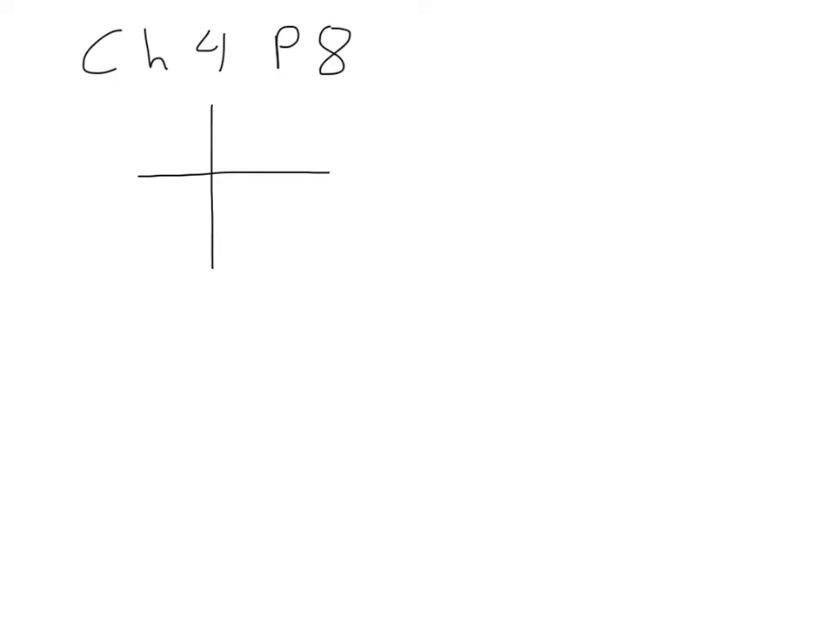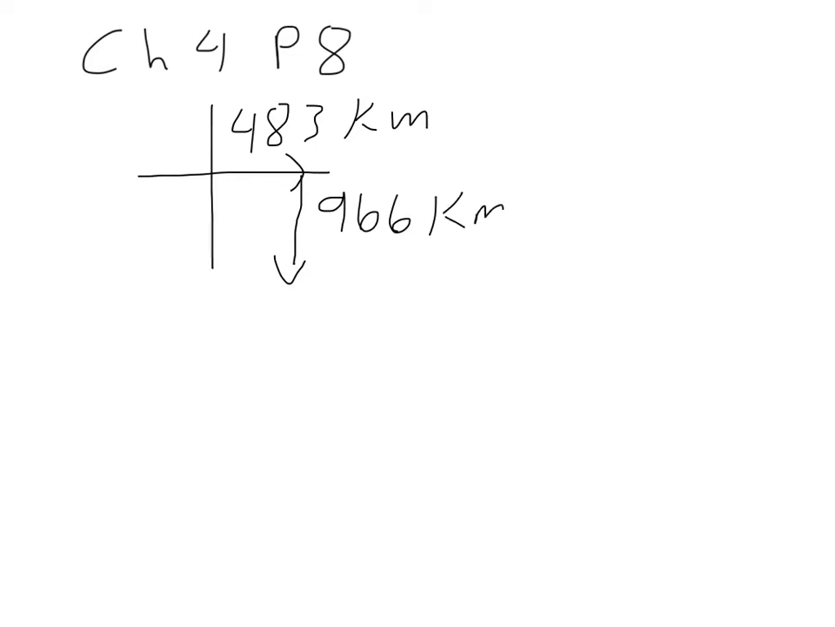So here we have the east trip, and this is going to be 483 kilometers. And then we have the southern portion of the trip, so we travel down south, and that's going to be 966 kilometers. So those are our two displacement vectors.